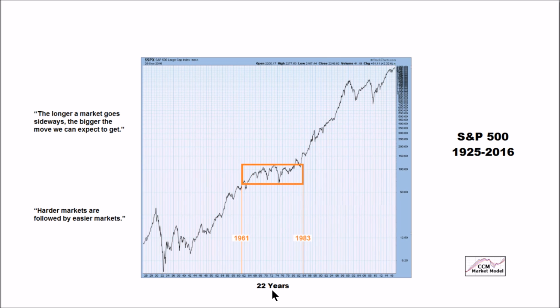After this 22 years of consolidation, the market's character was different for 17 years. Harder markets are followed by easier markets. Consolidating markets are basically followed by different markets. The market's character changes. If we fast forward to the present day, we were consolidating from 1997. The S&P 500 here, we were in a box similar to this box here. We broke out of that box in calendar year 2013.